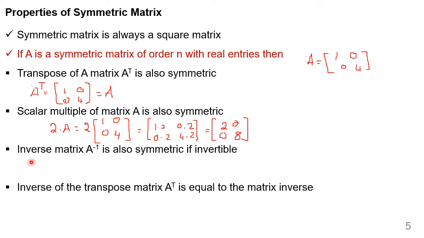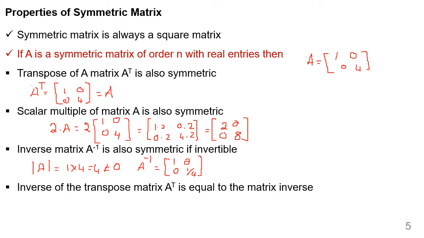Then next one, the inverse matrix A inverse is also symmetric if it is invertible. Let us take the matrix. First, we'll find out the determinant of A. So the determinant of A is 1 into 4, that is 4. It is not equal to 0, so the matrix is invertible in nature. Let us try to find A inverse. A inverse will give me 1, 0, 0, 1 by 4. If you look at this matrix, this also happens to be symmetric in nature because Aij is equal to Aji.